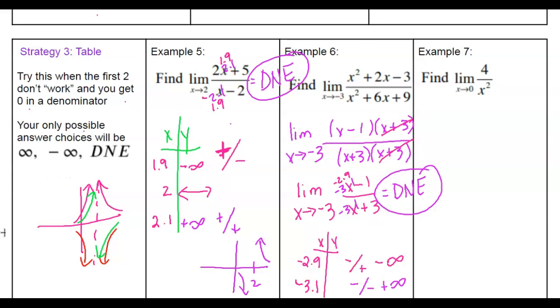Let's look at our next one. If we substitute, we get an undefined. We don't factor, so we're going to go straight to our table. I'm going to plug in negative 0.1 and positive 0.1. If I plug in a negative, anything squared is going to be positive, so I have a positive over a positive. And then if I plug in a positive number, it's also positive over a positive. And so since these both agree, we're going to get positive infinity. Okay?